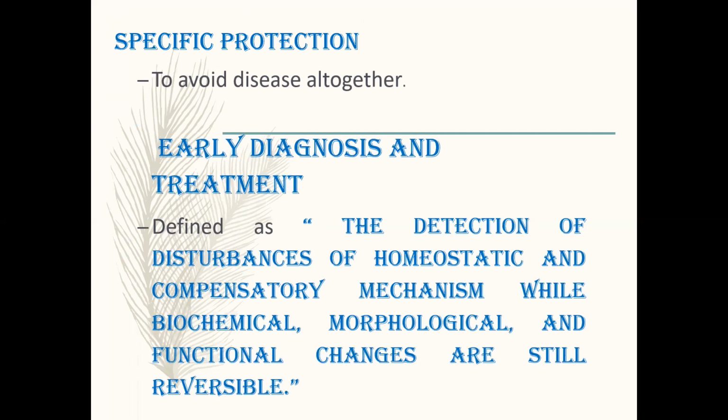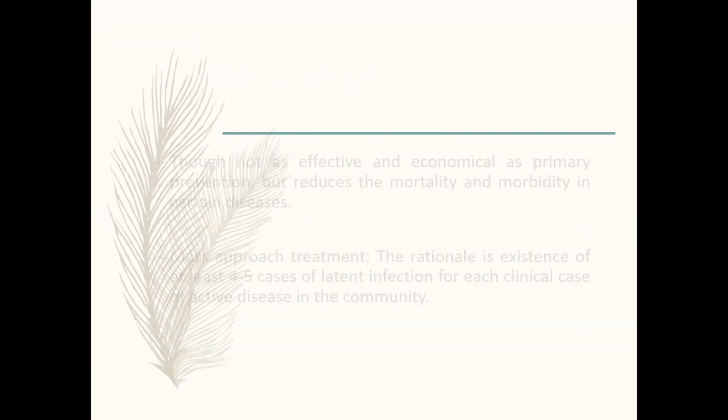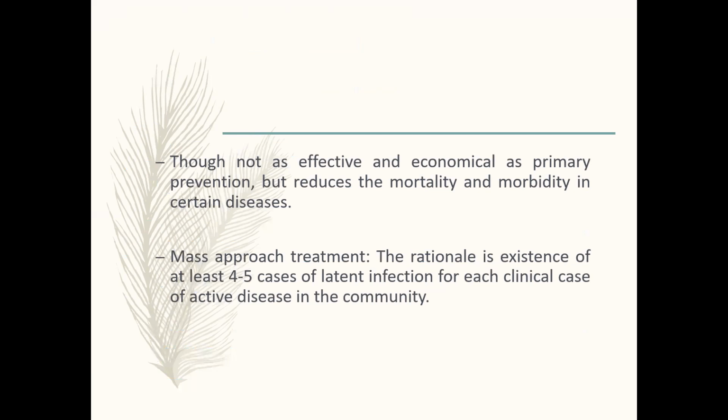Early diagnosis and treatment, it is defined as a detection of the disturbances of homeostatic and compensatory mechanism while biochemical, morphological, and functional changes are still reversible. Though not as effective and economical as primary prevention, but reduces the mortality and morbidity in the certain disease. Mass approach treatment, the rationale is existence of at least 4 to 5 cases of latent infection for each clinical case of active disease in the community.